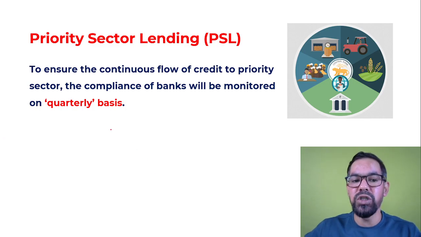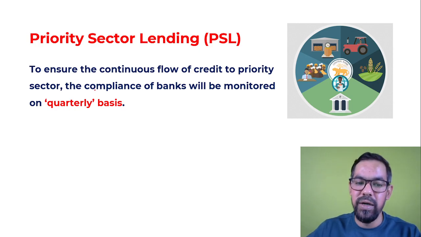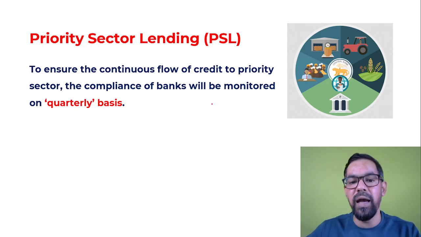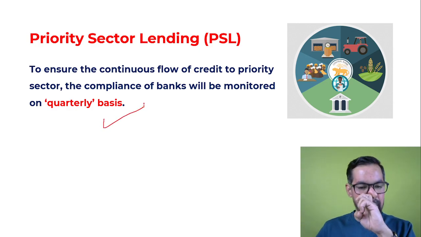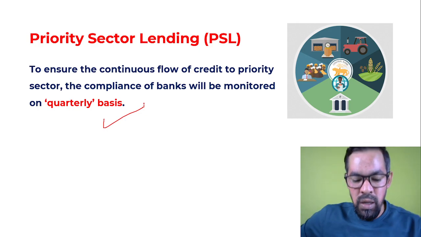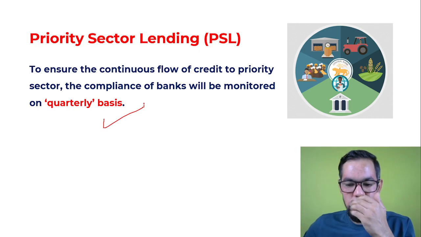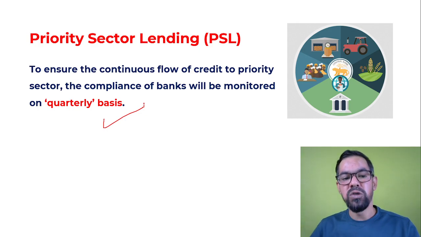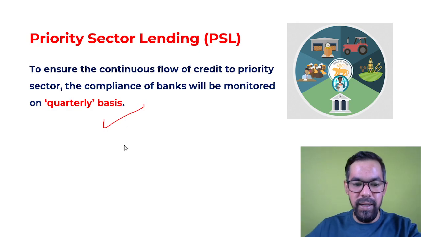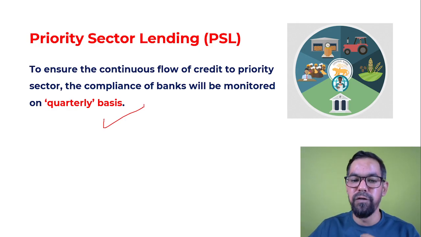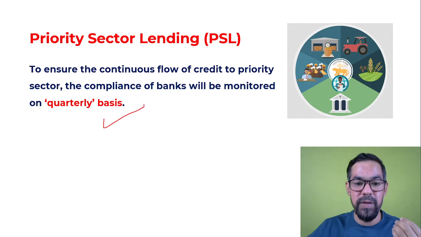Okay, so to ensure the continuous flow of credit to the priority sector, the compliance of banks will be monitored on a quarterly basis. So RBI gave these particular guidelines, and RBI also cross-checks whether these banks are fulfilling these guidelines on a timely basis or not.